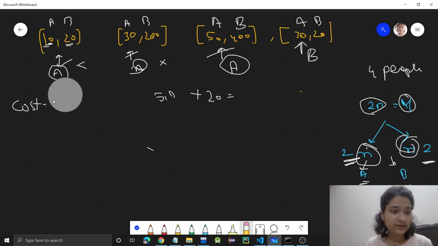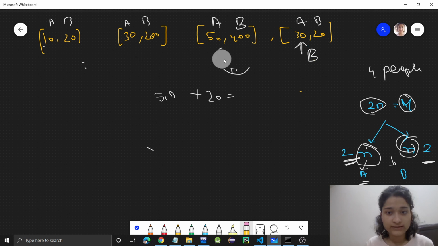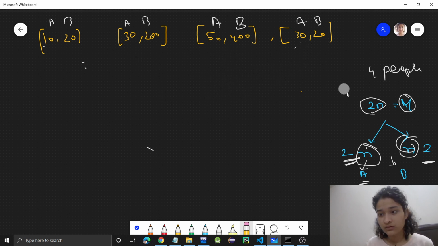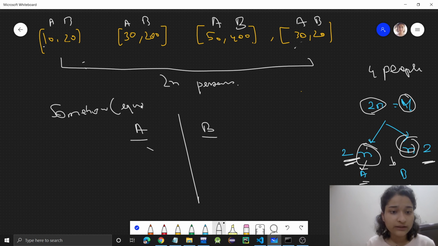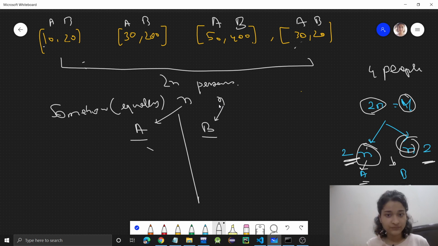Now let's discuss the correct approach. Now see guys, we have to divide, right? These are 2n persons. We need to somehow divide these persons into city A and city B. Equally divide. That is, if there are 2n persons, n will go to one city and n will go to the other city. We need to divide them equally. How can we divide and on what basis should we divide?